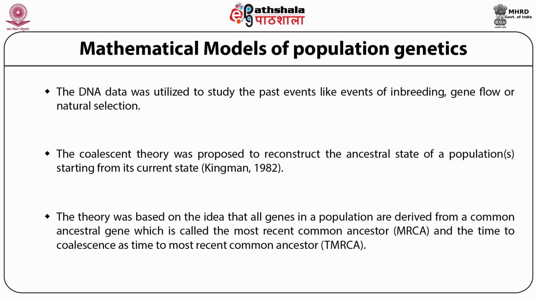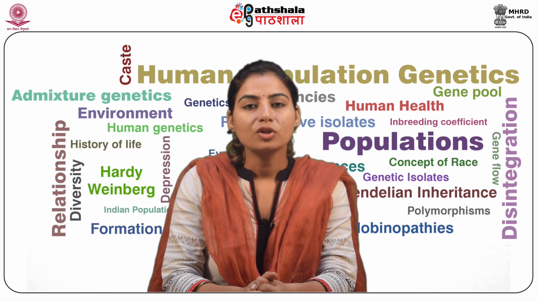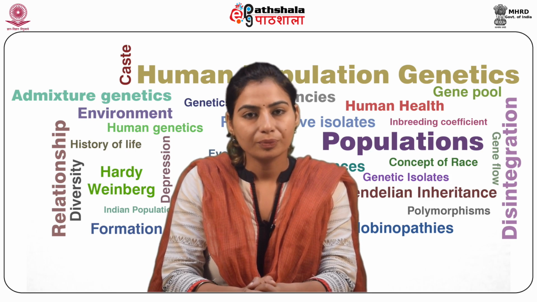The theory was based on the idea that all genes in a population are derived from a common ancestral gene, which is called the most recent common ancestor, and the time to coalescence as time to most recent common ancestor. Thus, in this session, we have reviewed the contribution of various scholars towards the field of population genetics. So let's summarize the entire session of this module.